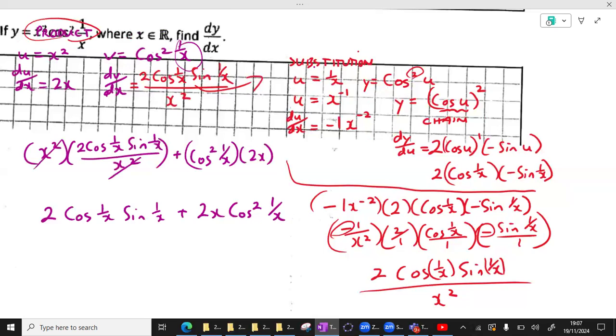Now you're basically done at that stage. You could factorize out the common 2 and the common cos of 1 over x. It's not really going to make any major difference to the question, but it's, I suppose, the tidiest version, and you're done. And that was 10 marks.